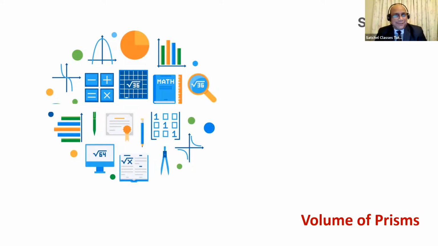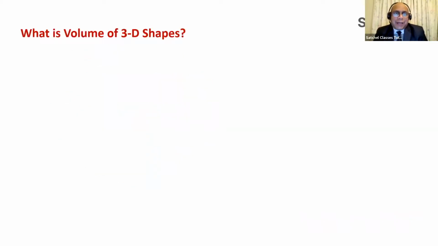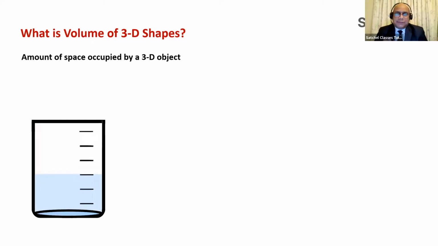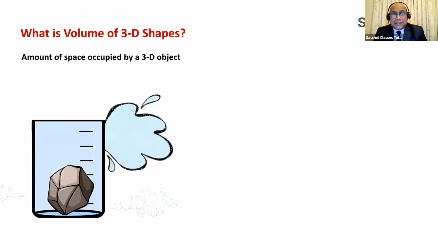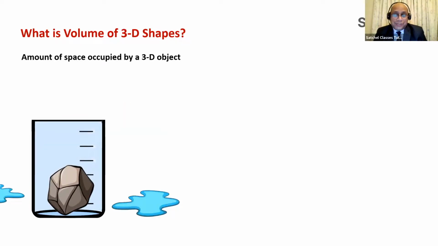So let's get started. What do we understand by volume of 3D shapes? Volume is the amount of space occupied by a 3D shape. For example, if you look at this beaker which contains water, if I were to drop this stone inside the beaker, what do you expect to happen? Well, your guess is as good as mine. If you drop the stone, the level of the water would rise, and in some cases it may even spill over depending on how big the stone is, right?